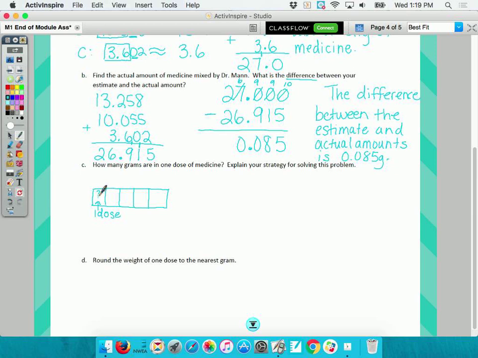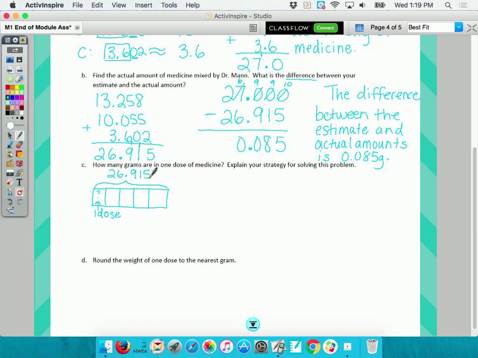Now, in order to do that, I have to know how much he started with, don't I? Yes. So how much did he start with? 27. No. I'm glad you said that, though. That was my estimate. Would I divide an estimate to find out how much 1 dose contained? Never. If I'm a doctor and I'm measuring medicine, it has to be exact, right? Yes. So which one of these is exact? 26,915,000. Very good. So that's what goes on top, and that's my dividend.